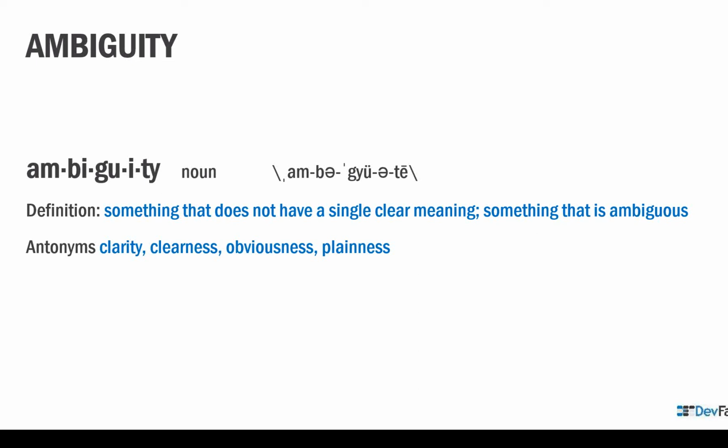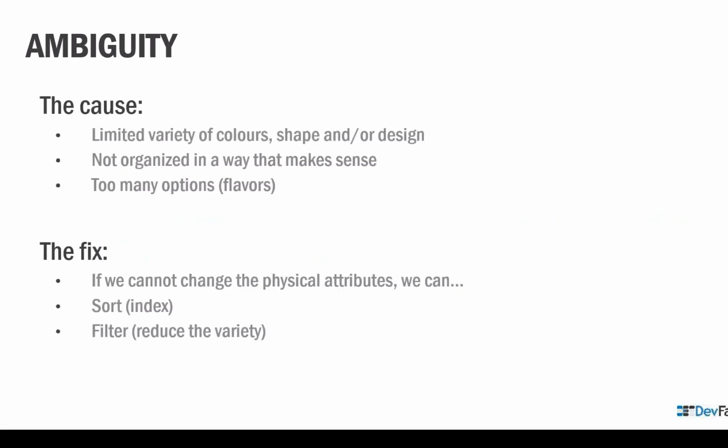So the antonyms are the opposites, right? So if it's not ambiguous, it is clear. It's providing us clarity, clearness, it's obvious, and it's plain. Okay, so it gives us the clear identification of something, if you will. So if we look at ambiguity, it's really caused by three different things.